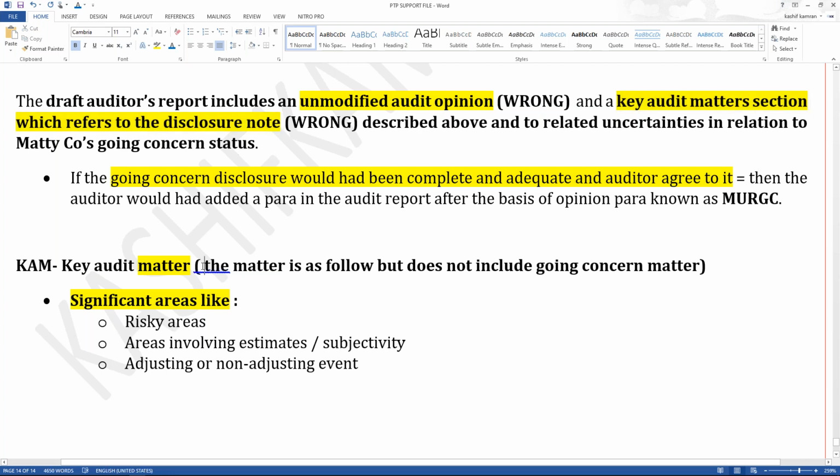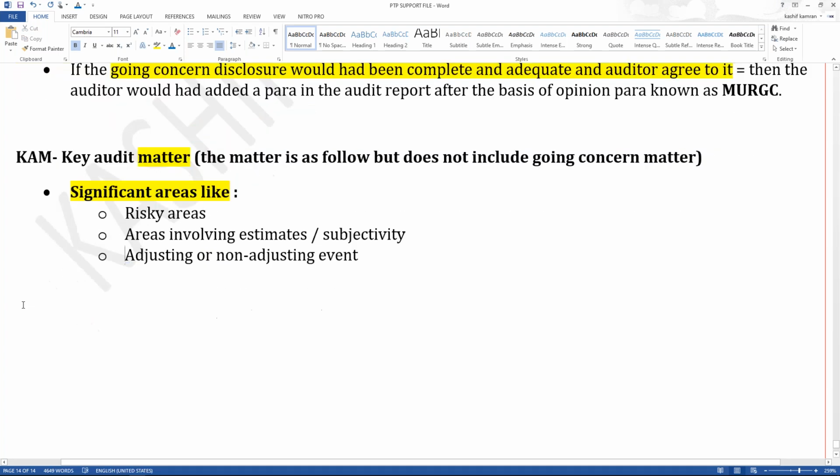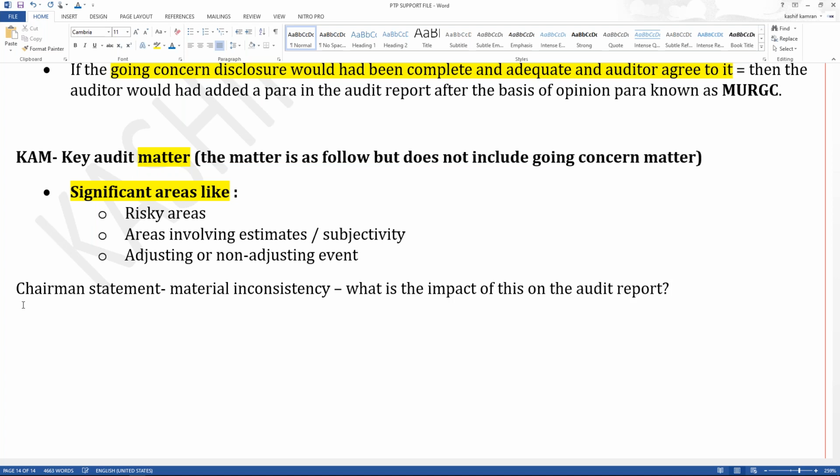Okay, now just testing you. The chairman statement. There was a material inconsistency in the chairman statement. Have we done anything in the audit report for that? You read that with me today. So what is the impact of this on the audit report? Have we included any impact of this in the audit report above? No. So is the report wrong?